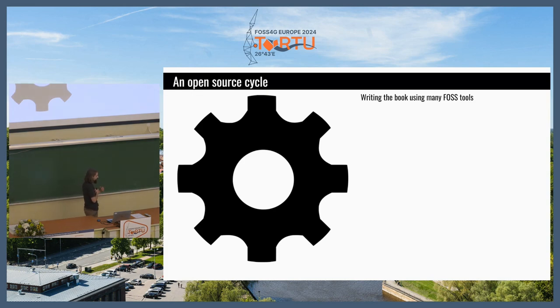When I look at this process in 2017, 2018, 2019, I've seen that this process is basically a cycle, and a fairly positive, nice cycle, because we have been writing a book using FOSS tools and different R packages and so on. And as I mentioned, there was always continuous integration, so the code was always checked.